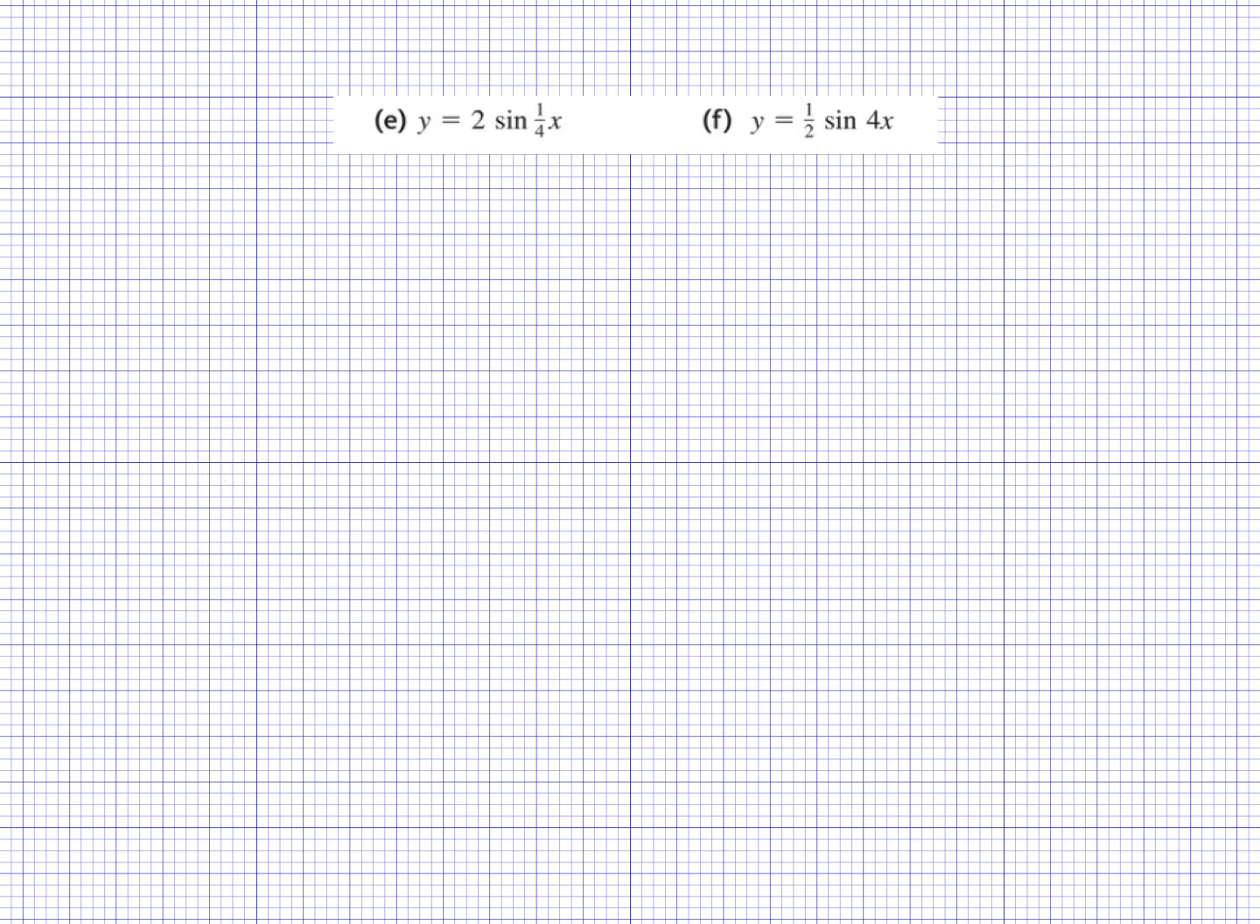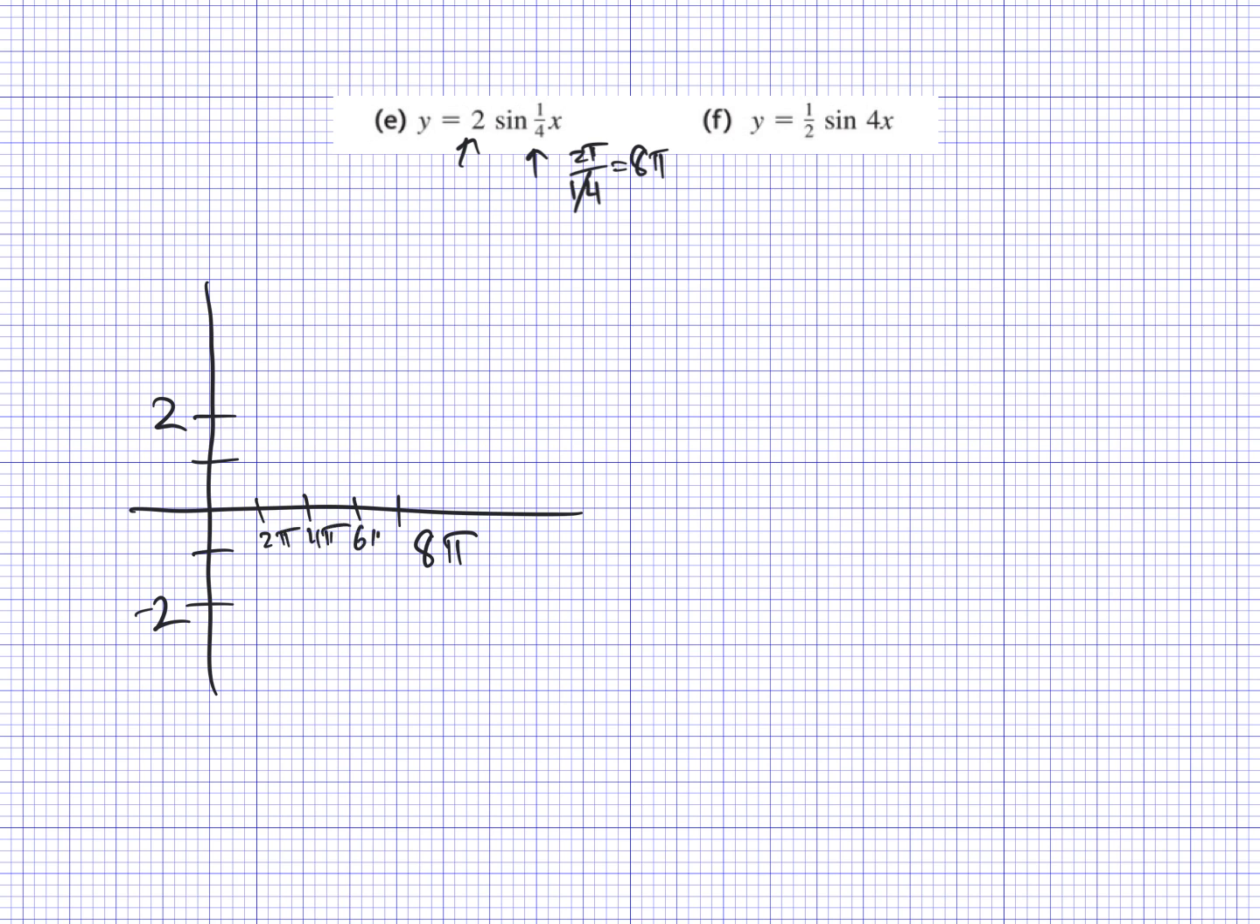Okay, E. Now we have an amplitude and something for B. So let's go ahead and mark this down. Amplitude is 2, and B is 1/4, which we know from the last question. 2 pi over 1/4 is 2 pi times 4, or 8 pi. So I'm going to make my fourths again. That's 8 pi. And this is 2 pi, 4 pi, 6 pi. And now we just draw everything.